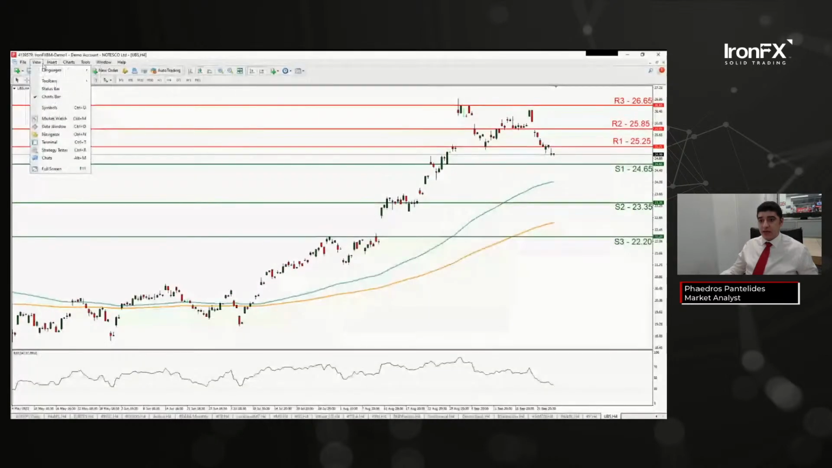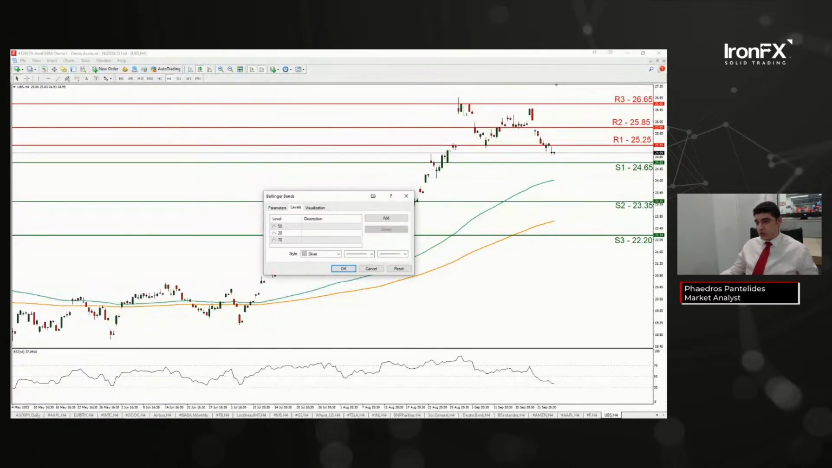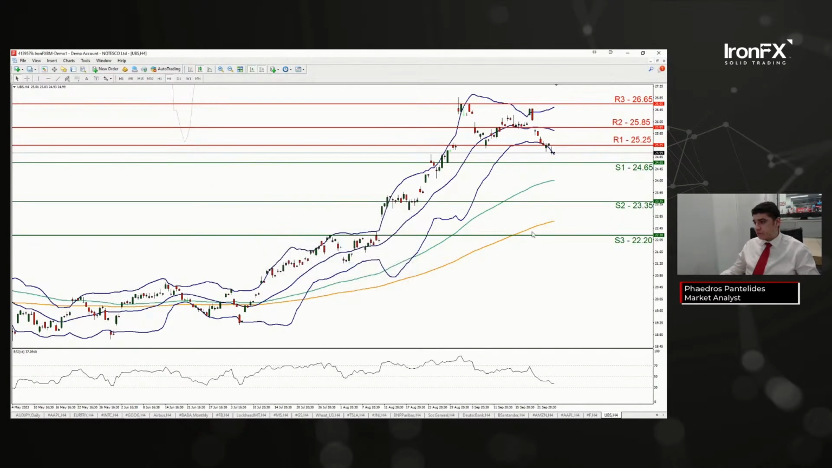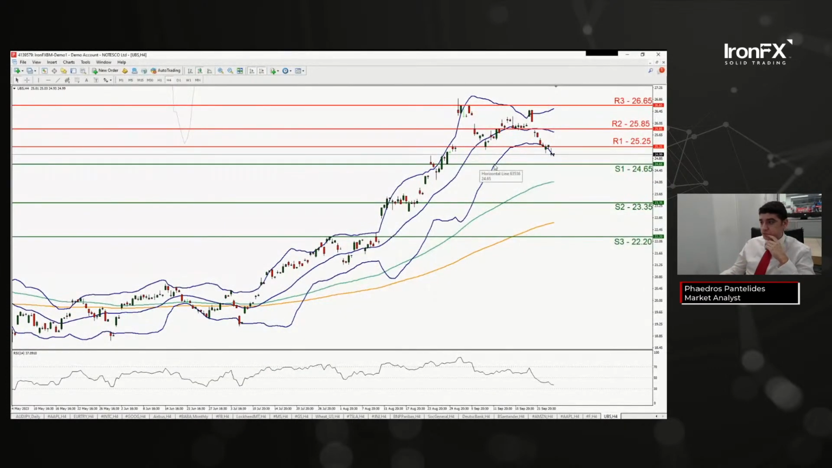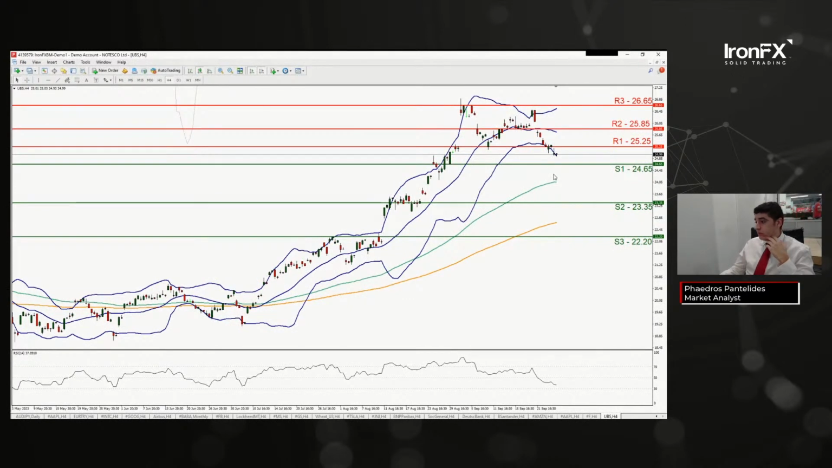Now we could be adding the Bollinger Bands as well. So we're keeping the 50 as the mid-range, 20 for the lower, and 70 for the higher. As expected, it's at the lower end of the Bollinger Bands, as there is a bearish market sentiment forming for UBS. It could face a slight market correction higher.